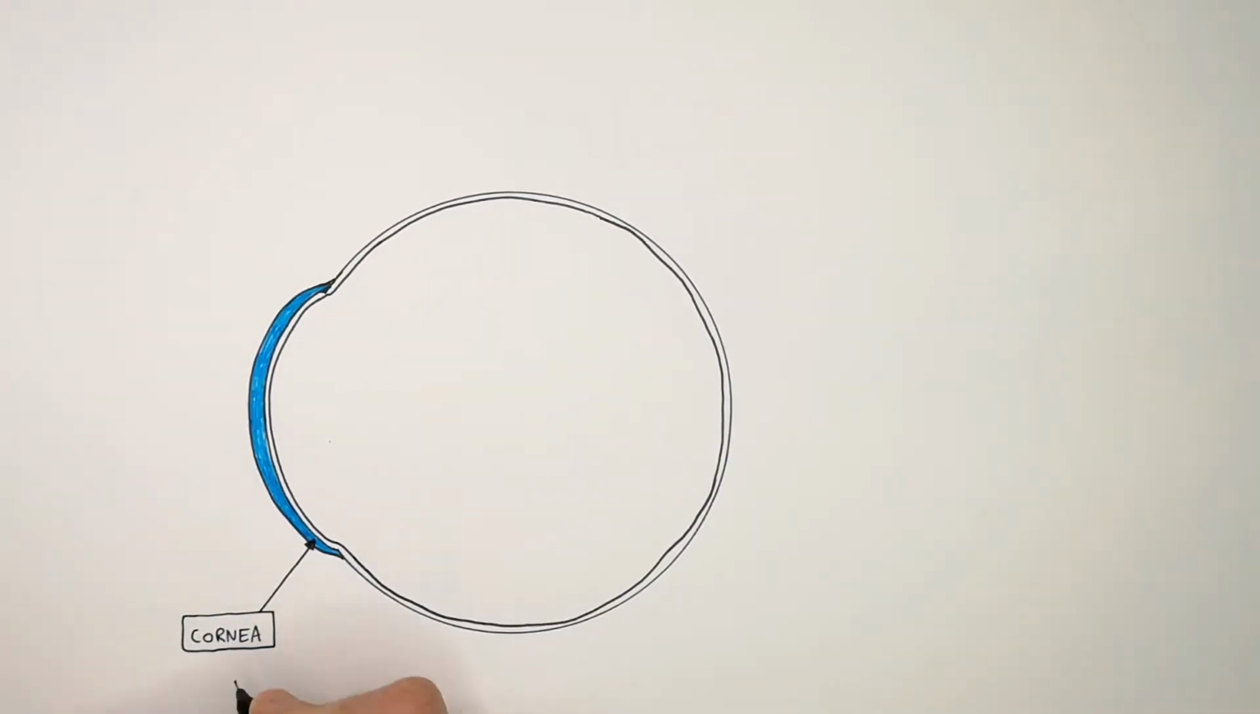In this video, we're going to describe the structure of the eye and explain what each part of the eye does. Part of the eye that I'm drawing now is the cornea. Do not confuse the cornea and the lens. The cornea sits on the outside of the eye.